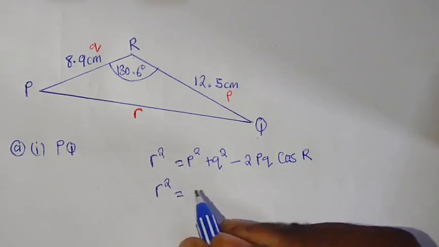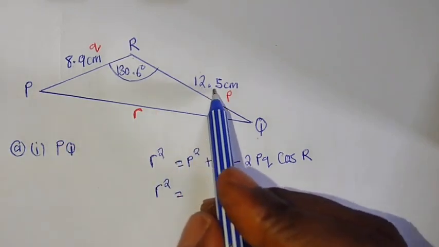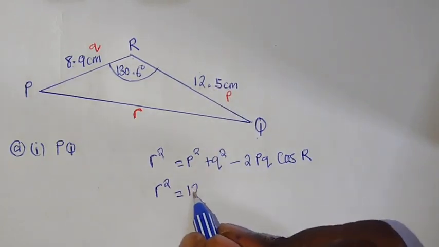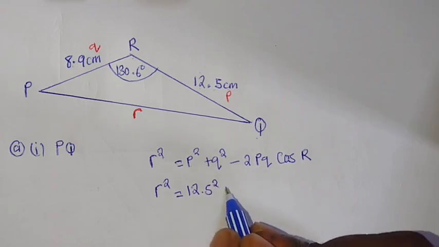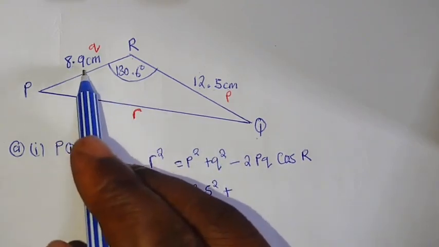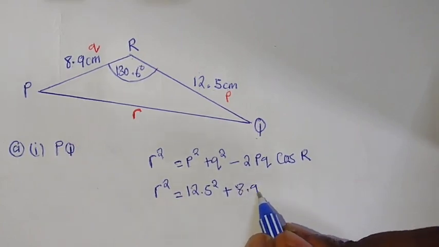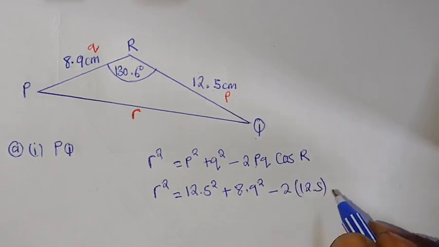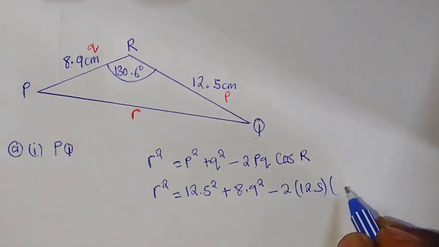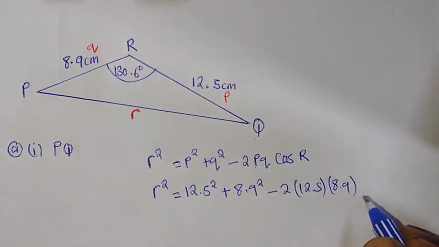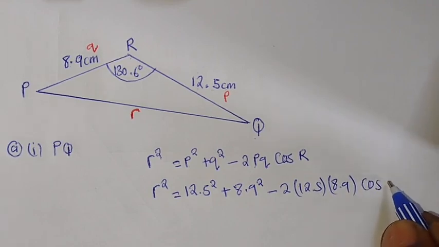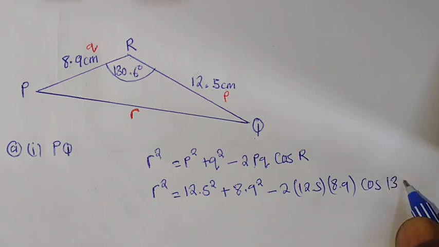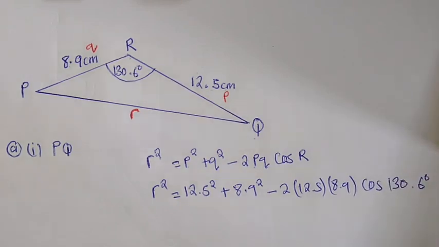So r squared is equal to p squared, where p is 12.5, this side. So you write 12.5 squared plus q, this side, which is 8.9 squared, minus 2. In brackets I'll put the value for p, which is 12.5, then again in brackets the value for q, which is 8.9. Then cos, where there is R we put the angle, 130.6 degrees.